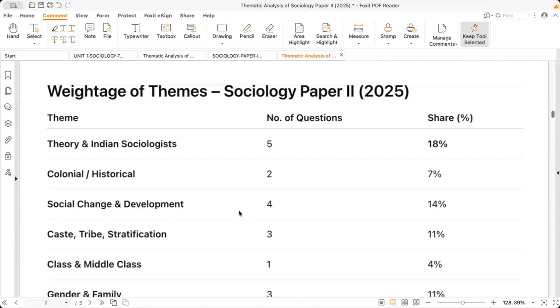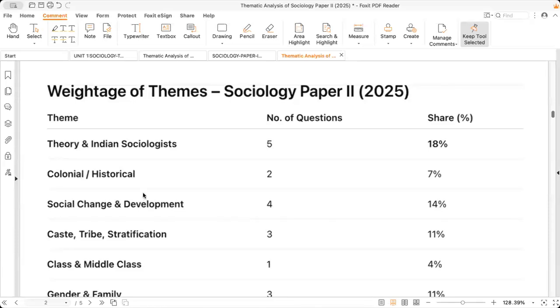Then the colonial or historical perspective, the impact of colonial rule on Indian society, the unit given in the sociology paper syllabus. From there, the total number of questions is only two. The share is 7%, and it is usually similar: one question or two, not more than that, comes from this unit.